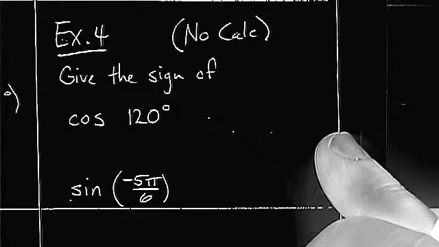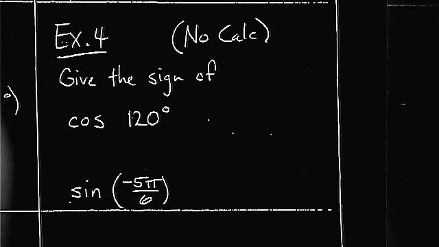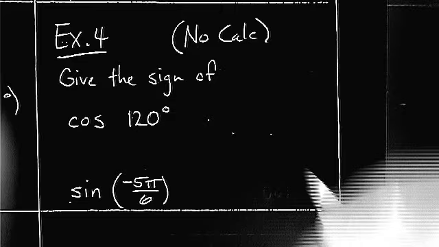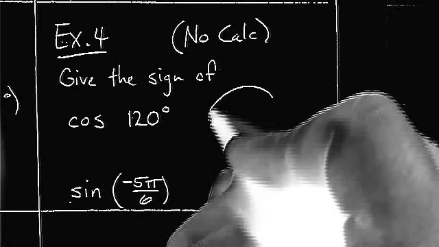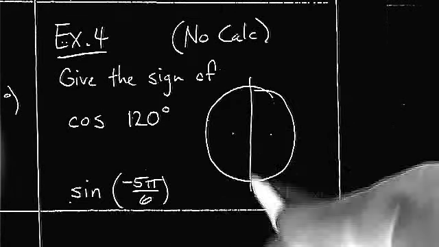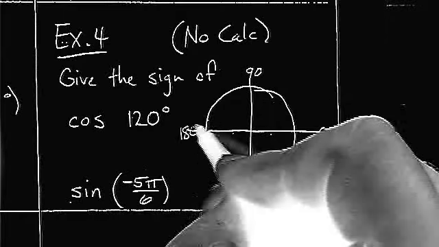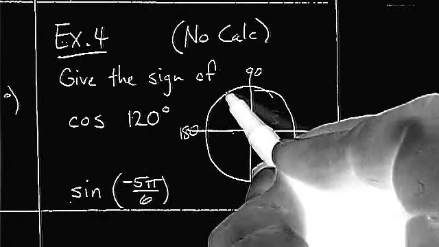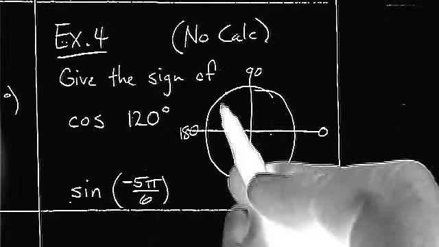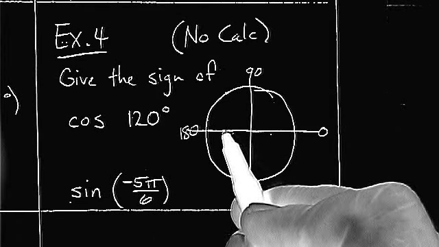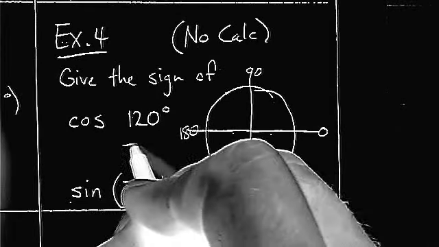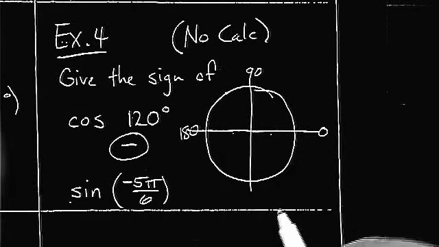Alright, what about this? No calculator answer. Give the cosine of 120. Alright, so let's think about this. 120 degrees. Here's 0, 90, 180. 120 is somewhere in here. And we're asking for the x value. The x value would be to the left of the origin, therefore it is negative.